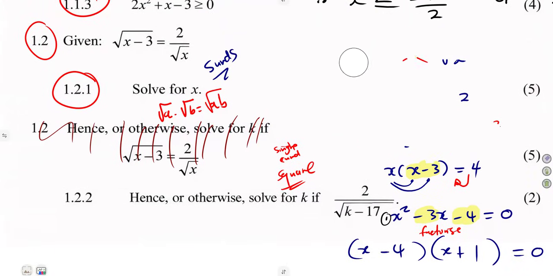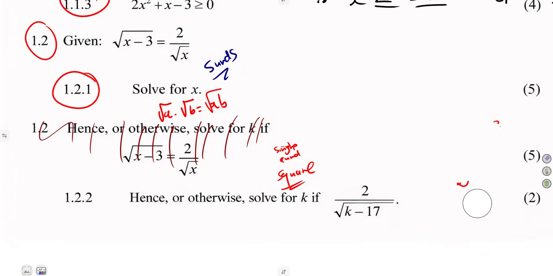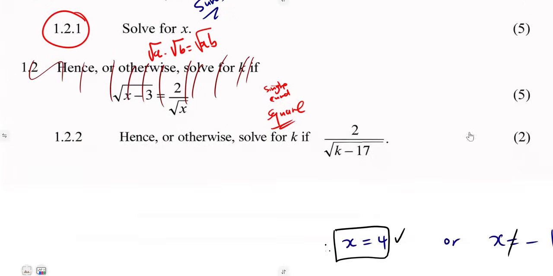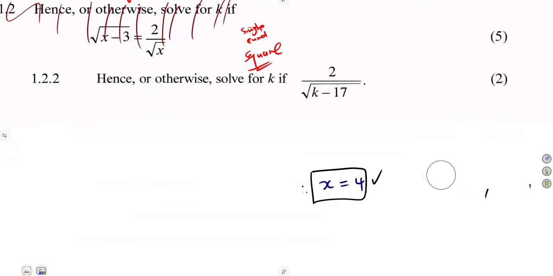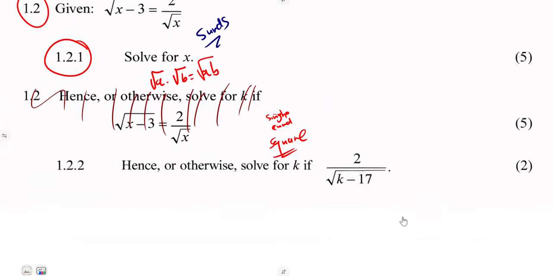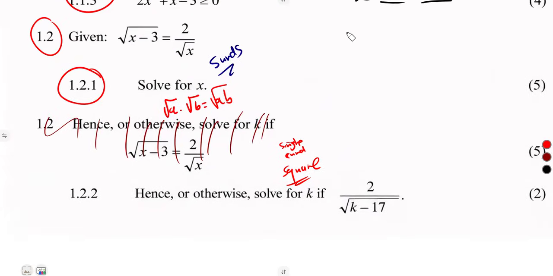So in editing now, this is where these things happen, where sometimes the software removes other values that are important. Remember, we said x is equal to 4. I want you to understand this one. Here they're saying 1.22. It was hence or otherwise solve for k if.